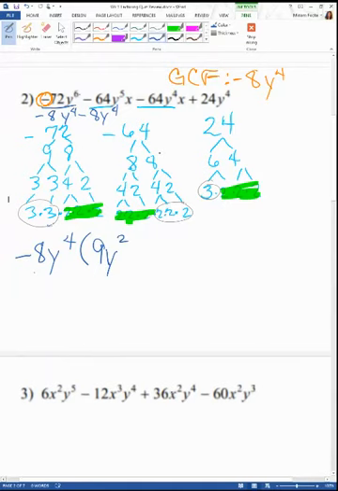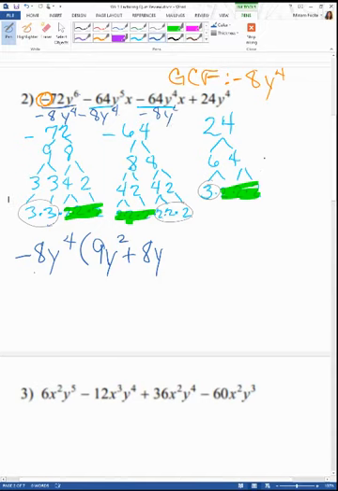If I go to the next one, again, I can look at my factoring tree if I wanted. 2 times 2 times 2 leaves me 8. So I have a positive 8, or I can look at my terms. Negative 64 divided by negative 8 is positive 8. Y to the 5th divided by y to the 4th is simply 5 minus 4. That leaves me with a y.